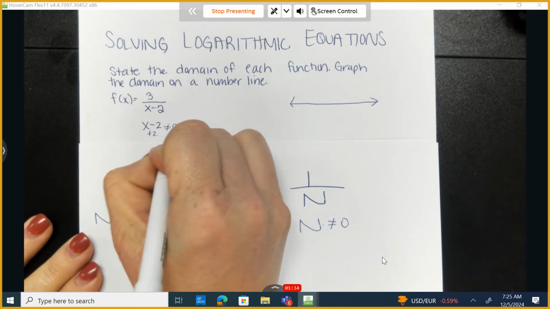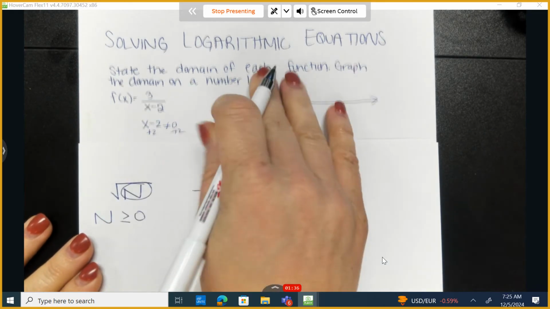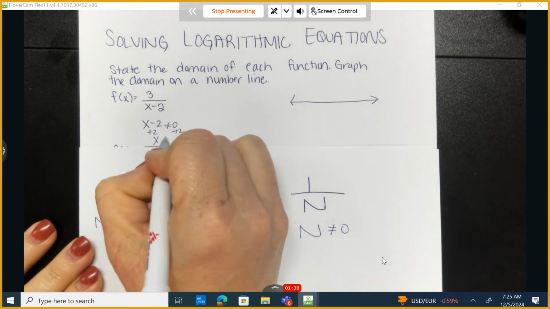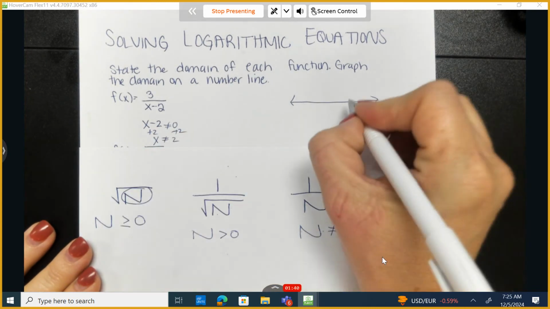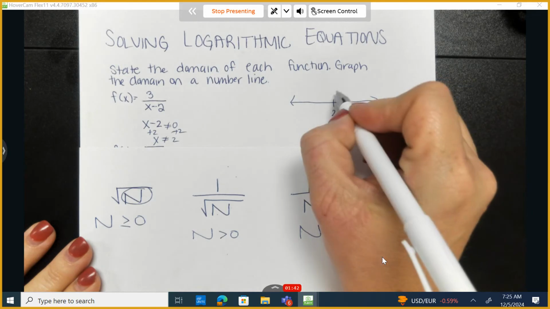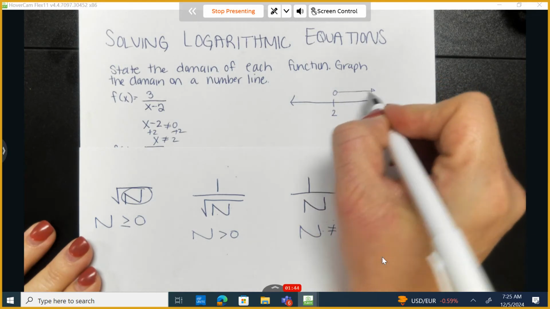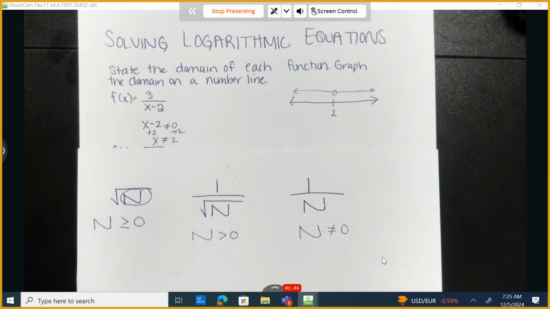I'm going to add 2 to both sides, and I get x. If I move down a little bit more, x cannot equal positive 2. So in the middle here, I have positive 2. It can be anything but positive 2. So I have a hole in the graph at positive 2. Any other value I could plug in, and I would get an output. The domain says what you're allowed to plug in that produces an answer for an output.